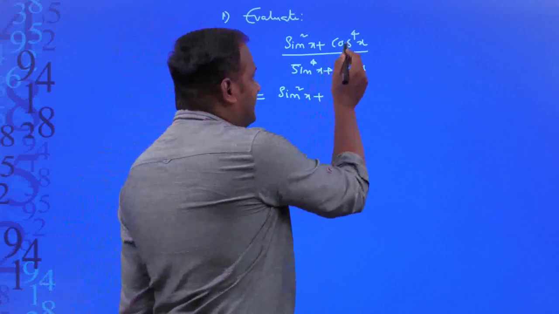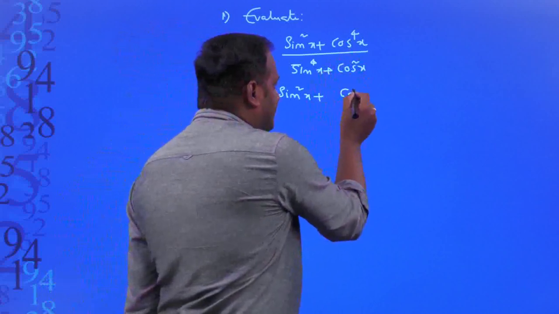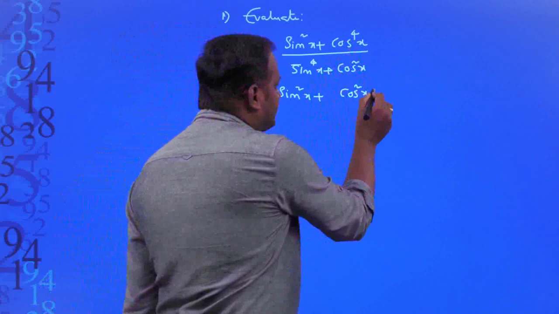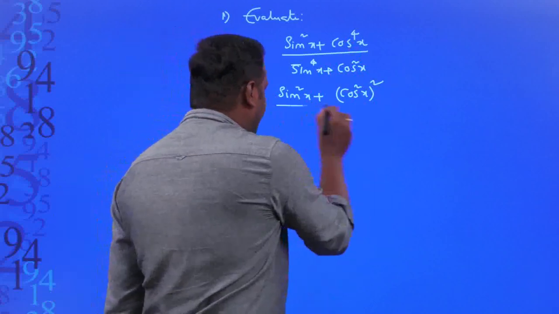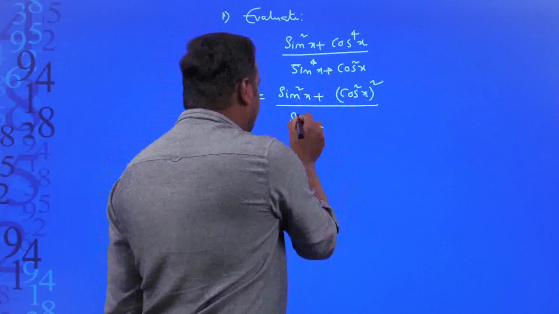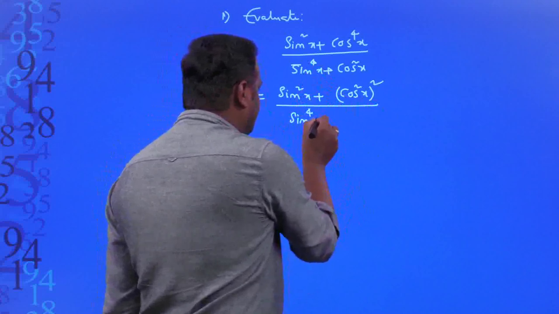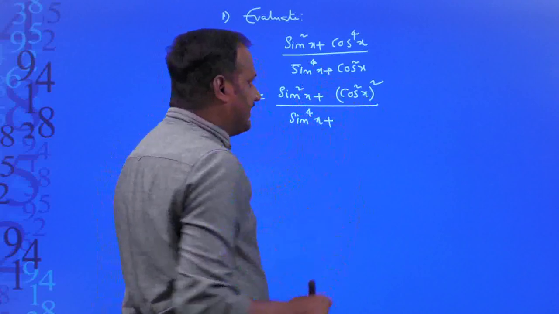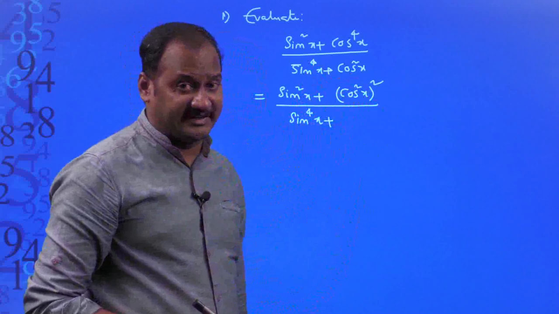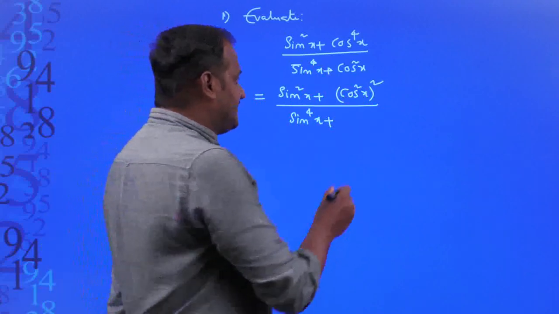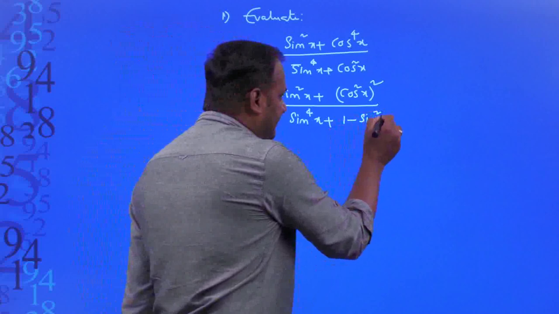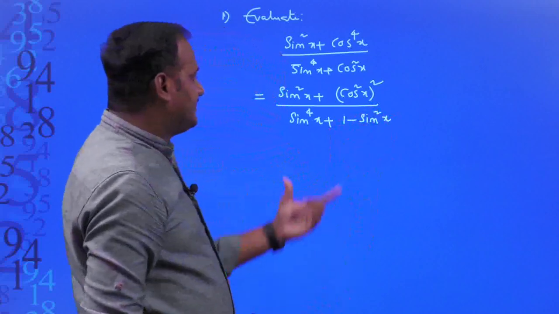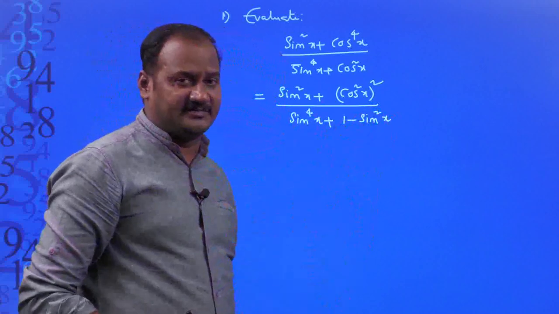So I am writing cos⁴x as (cos²x) whole square, whole divided by sin⁴x, which is already in terms of sine, plus cos²x. Yes, I know the value of cos²x in terms of sine, that is, cos²x is equal to 1 minus sin²x. See, the denominator is completely converted in terms of sine.